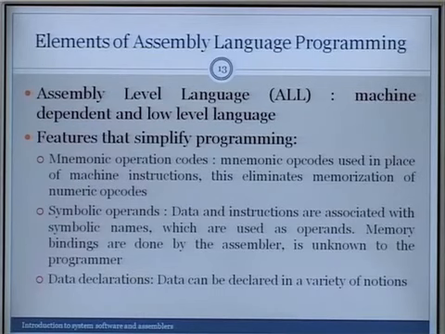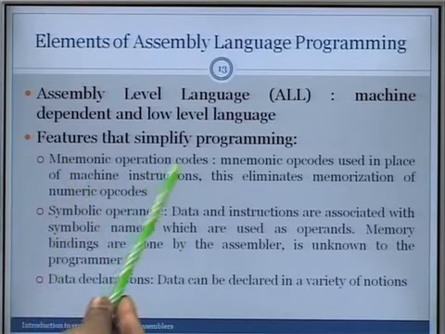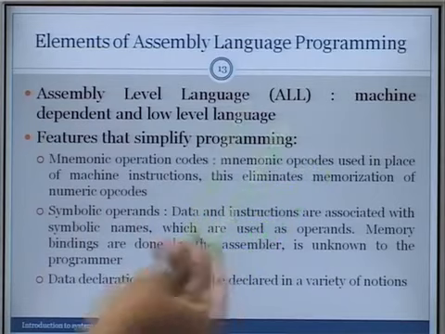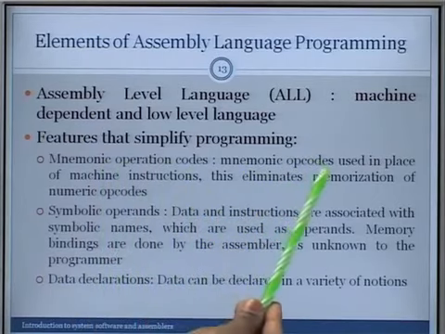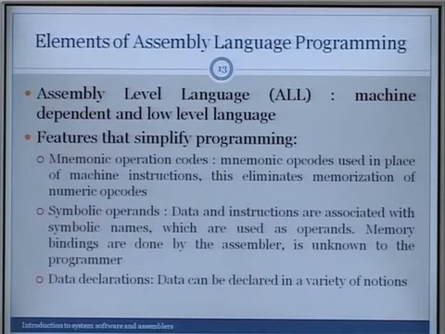In fact, you don't have to memorize any such codes. So we use mnemonic operation codes, which are called opcodes, and they are used in place of machine instructions. So it basically eliminates the need to remember these binary numbers, which usually stand for machine instructions.